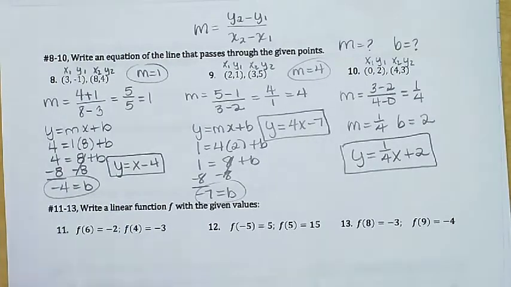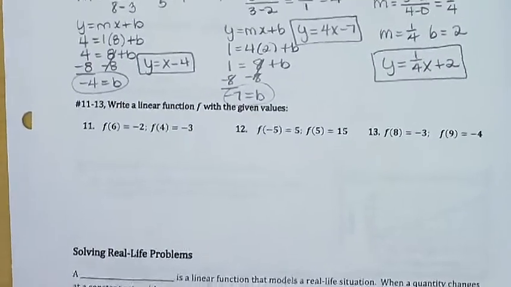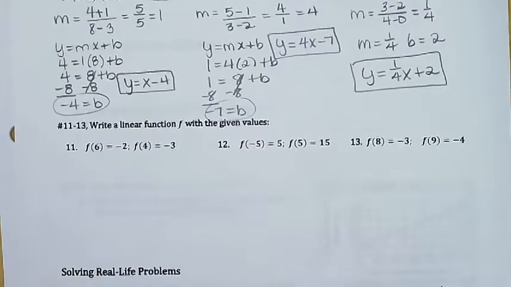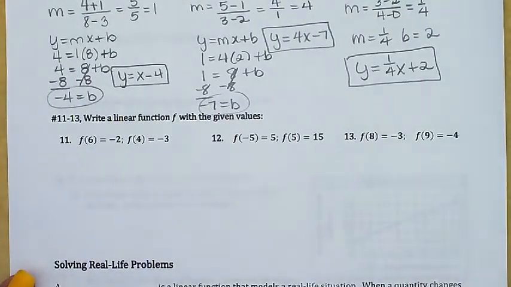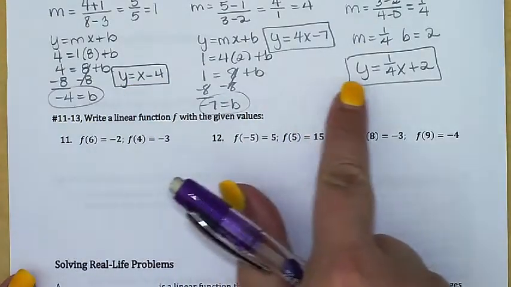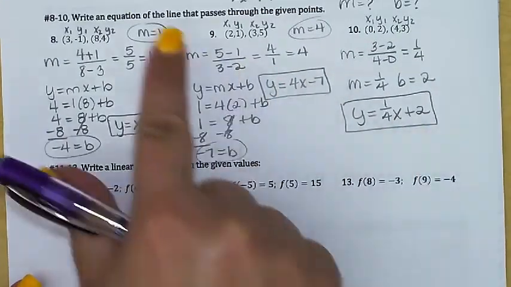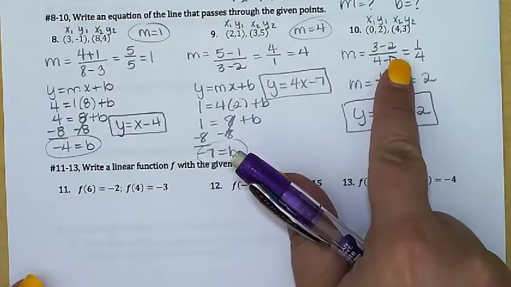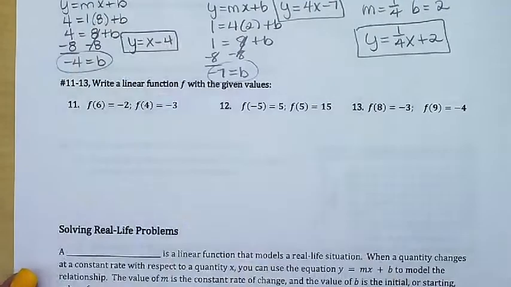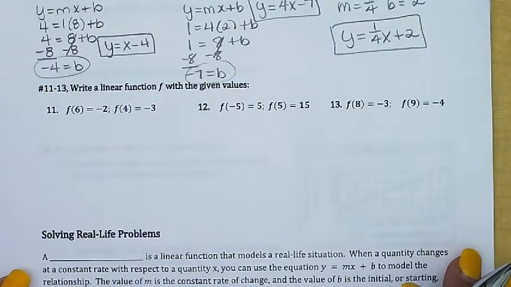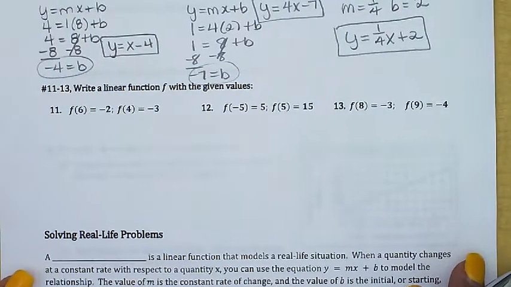Okay, let's talk about number 11 through 13, because these look a little bit intimidating, but the reality is they are absolutely 100% the same type of problem as what you have up here. What we were given on numbers 8, 9, and 10 were 2 points that are on the line. I know this might look a little bit different, but this is still 2 points on the line.